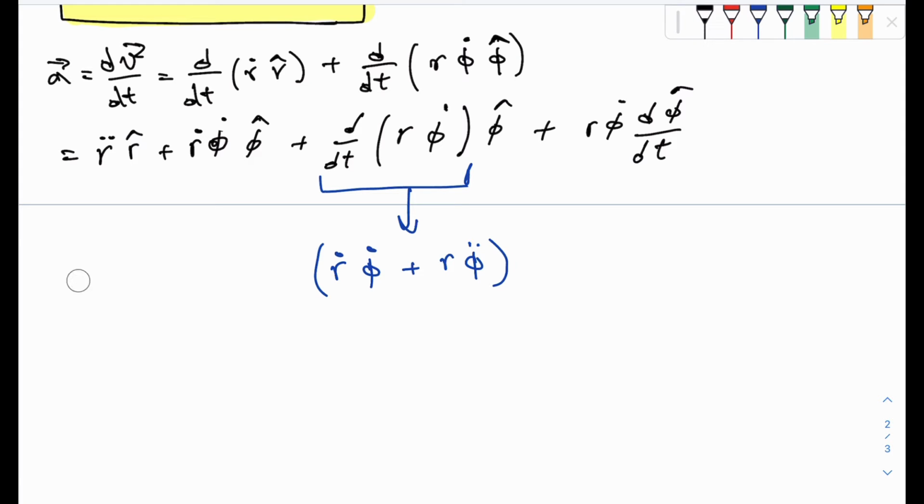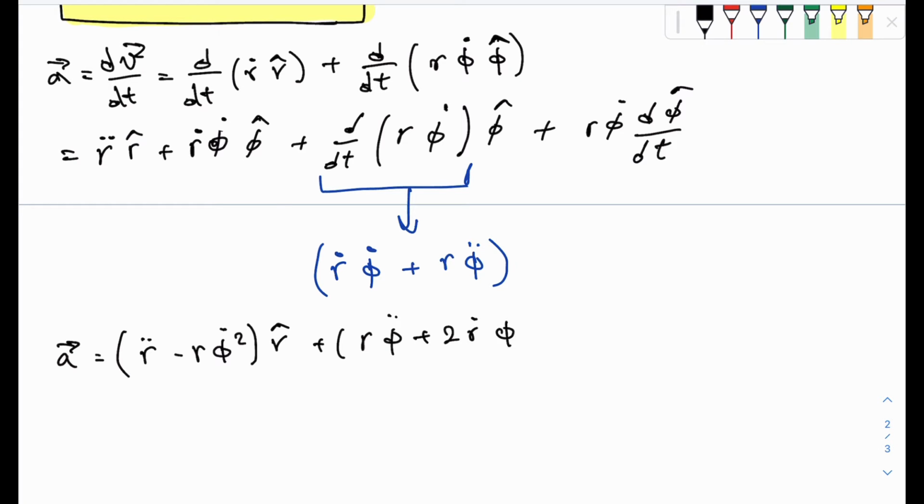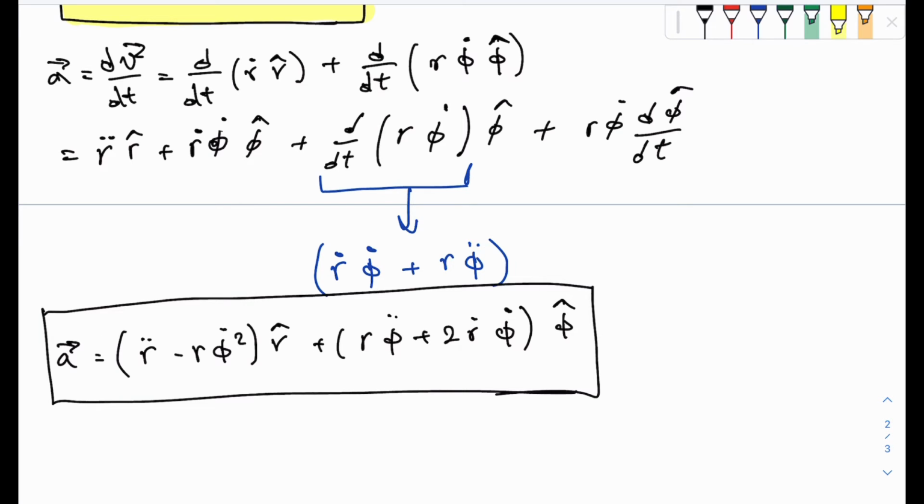Therefore, for the acceleration, we are going to have r double dot minus r phi dot squared in the r direction plus r phi double dot plus 2 r dot phi dot in the phi direction. So this is the acceleration in polar coordinates.